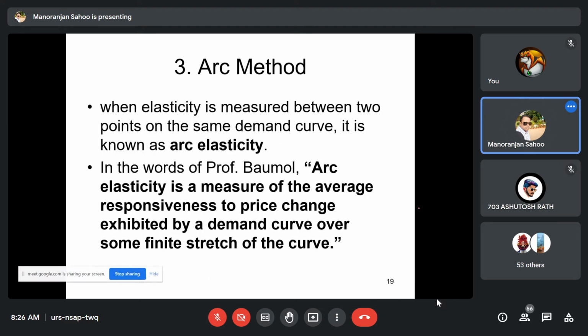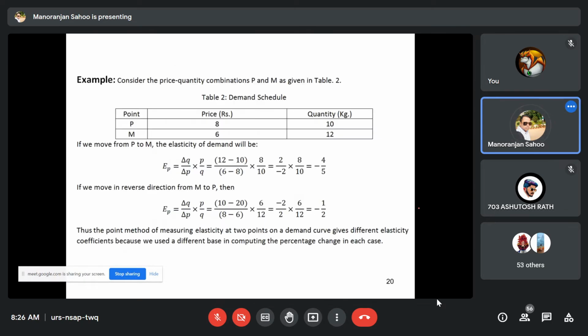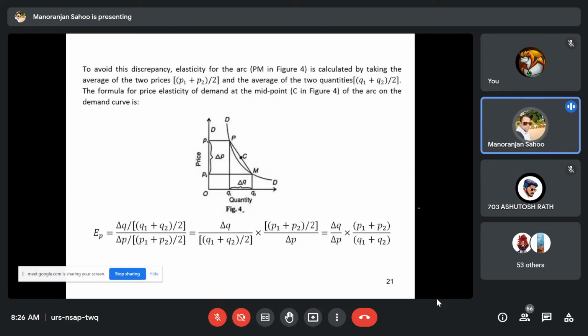Then we have the arc method. According to the arc method, the elasticity is calculated as the average responsiveness to the change in the price. Actually, the demand curve is not a linear curve. Linear means a straight line where the slope of the curve is the same, but the demand curve is not linear in the practical way. How to understand this?